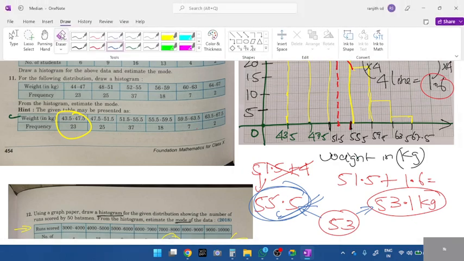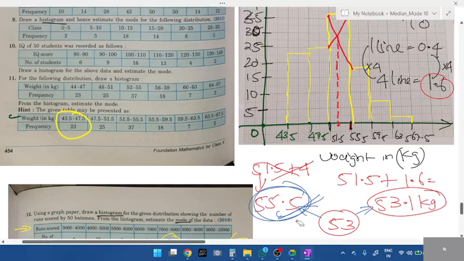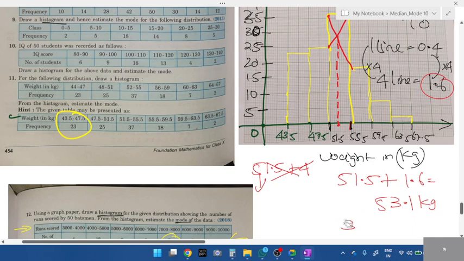So you should think, students, you should think and do it, okay? Not blindly, right. 55.5 is wrong because 55.5 is there in the next box, which means that is not the value. We should get somewhere in between that. 53.1 is the answer.